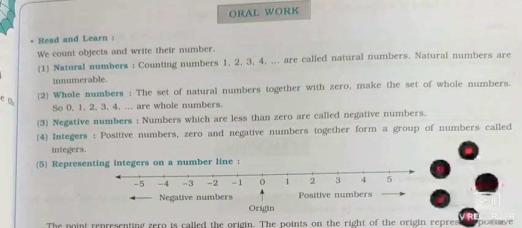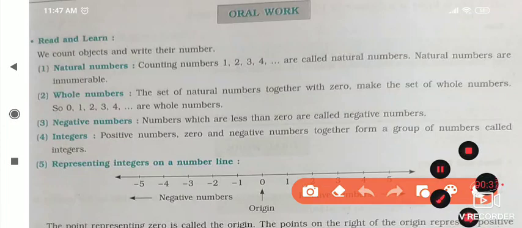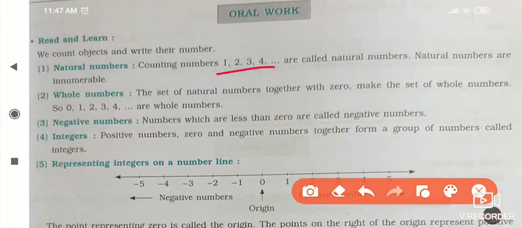Okay, next it is the whole numbers. Which are the whole numbers? If we add 0 to the natural numbers, then we get the set of whole numbers. The set of natural numbers together with 0 makes the set of whole numbers, and so the numbers are 0, 1, 2, 3, 4 and so on. These are all called whole numbers.